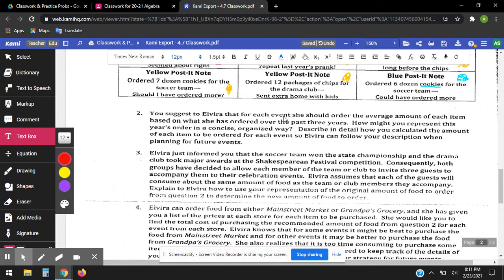You suggest to Elvira that for each event, she should order the average amount of each item based on what she has ordered over the past 3 years. How might you represent this year's order in a concise, organized way? Describe in detail how you calculated the amount of each item to be ordered for each event so Elvira can follow your description when planning for future events.